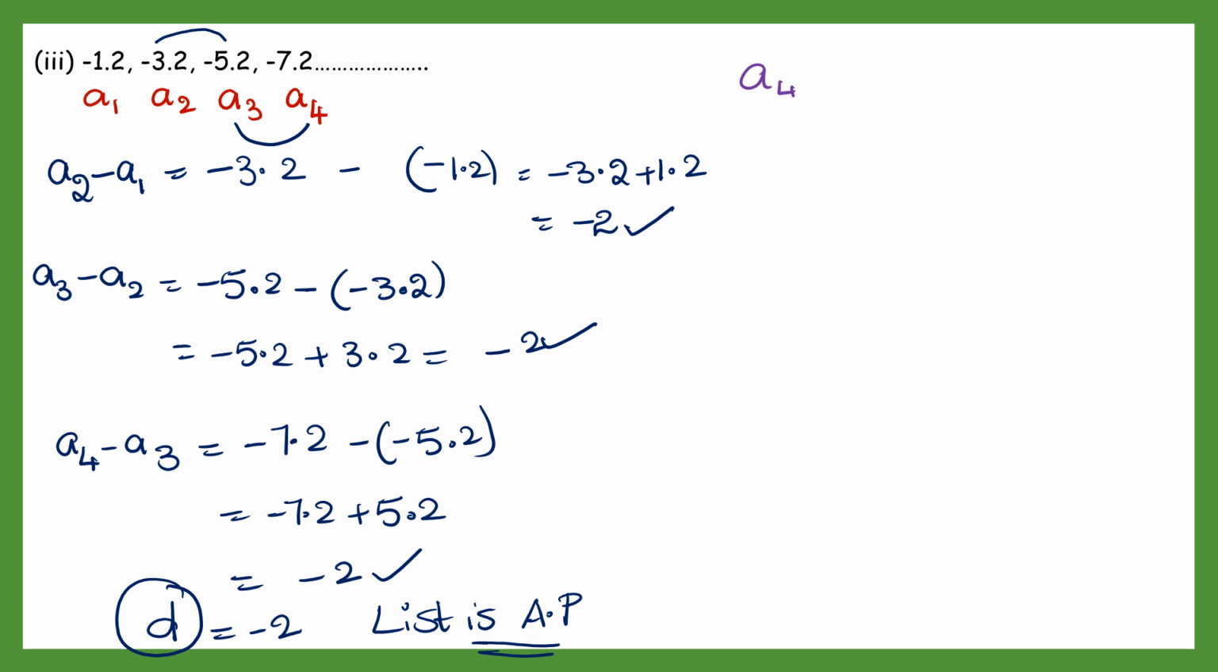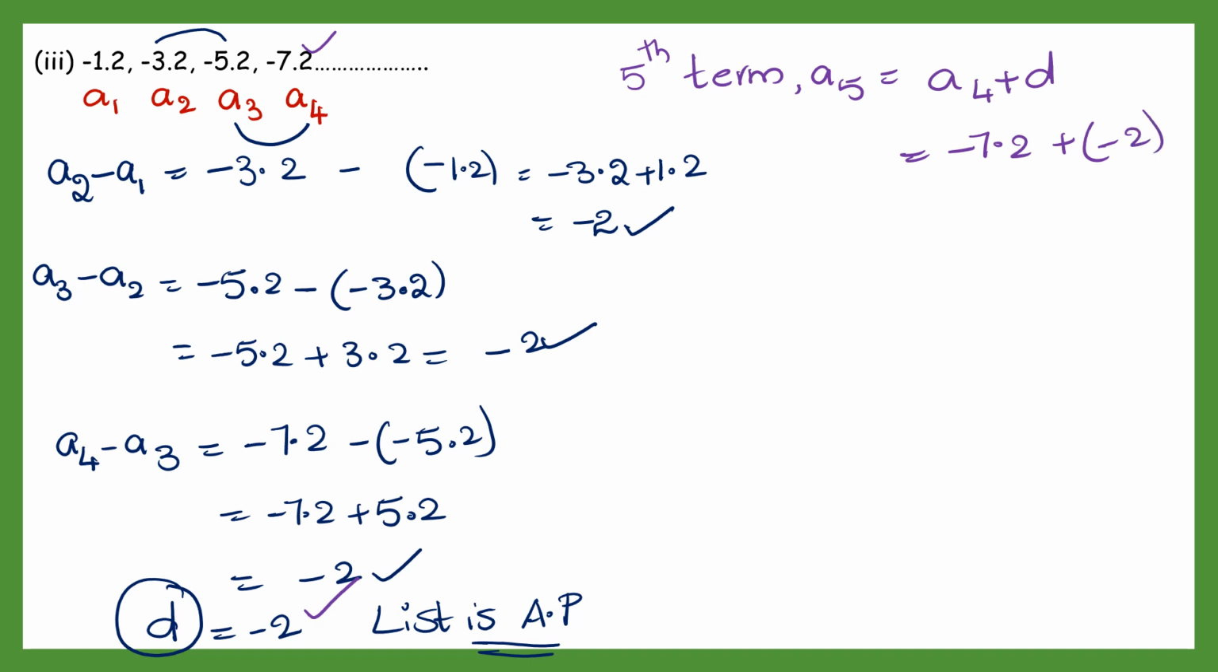You already have the fourth term, A4. So let's find the fifth term. Fifth term A5 is nothing but the fourth term plus common difference. Fourth term is minus 7.2, plus the common difference we got as minus 2. Minus 7.2 plus into minus is minus. So you get minus 9.2. This is the fifth term.